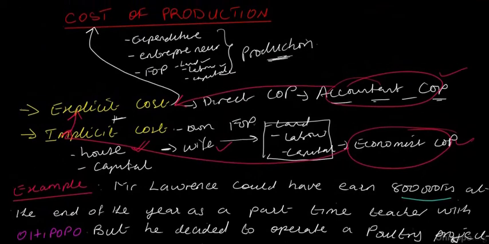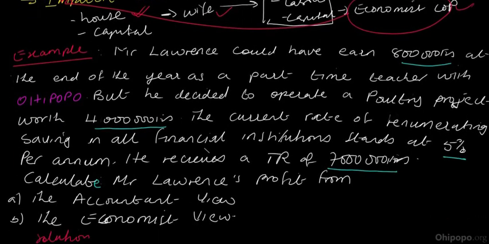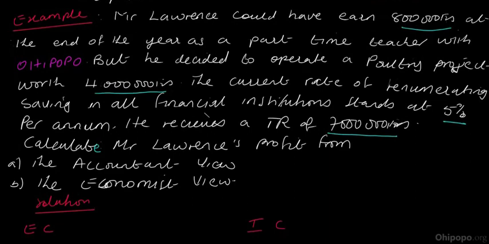Let's go back to our definition. Please follow me carefully. We said explicit costs are costs of production not owned by the entrepreneur. So from this, we need to identify our explicit cost. Listen carefully. This one now is grammar and not economics. It's English language.